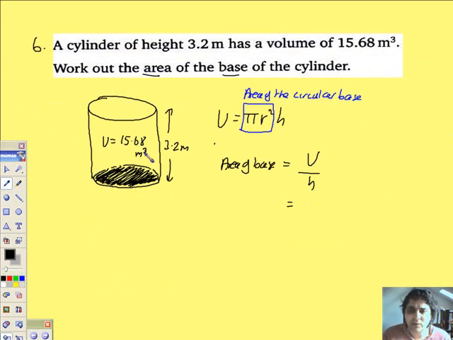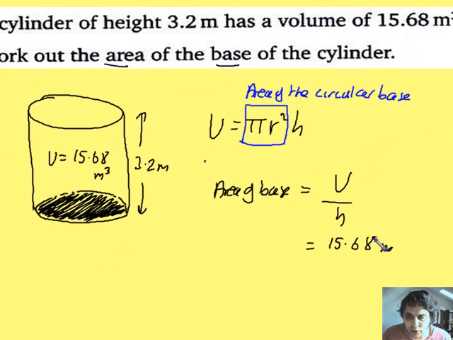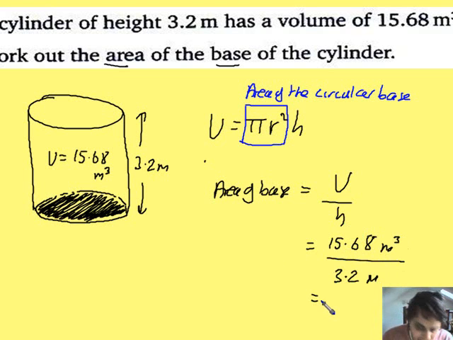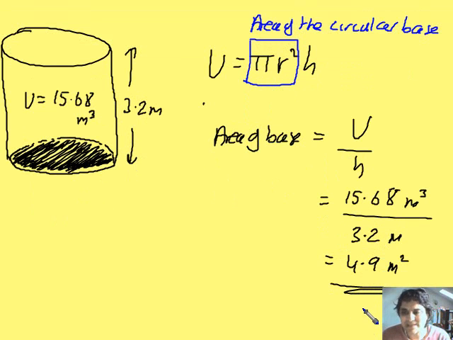Take my two numbers. Volume, what is it? 15.68 meters cubed. Please note it's meters cubed, the unit. You don't go cubing the 15.68. Divided by the height, which is 3.2 meters. 15.68 divided by 3.2 gives me 4.9, and we're in meters squared because it's an area. Okay, area, meters squared, and that's question 6 done.